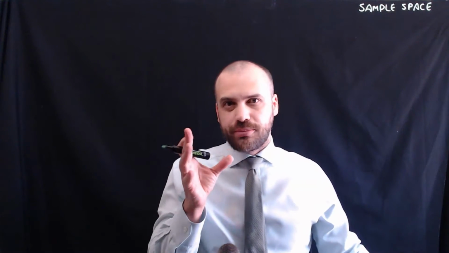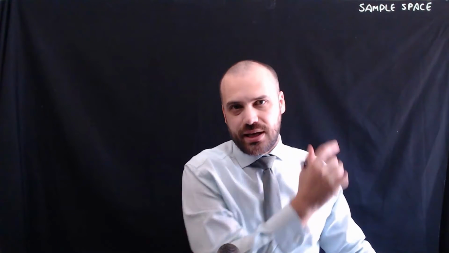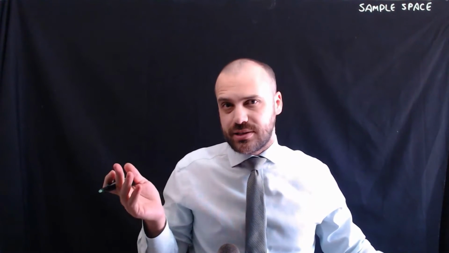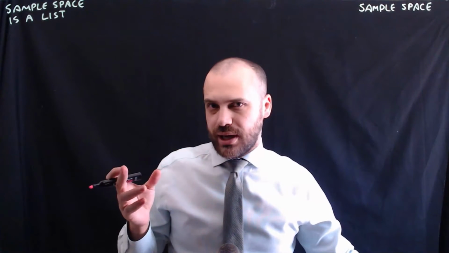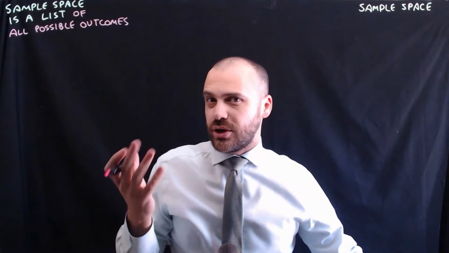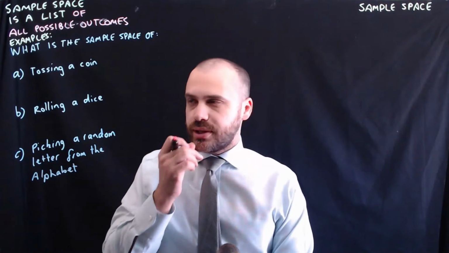Alright, so we're talking about probability, and specifically we're talking about sample space. Now the important thing to note about sample space is it's a list. And what is it a list of? It's a list of all the things that could possibly happen. Now the best way to show you this is to go through a few examples. So, 3 very quick examples here.